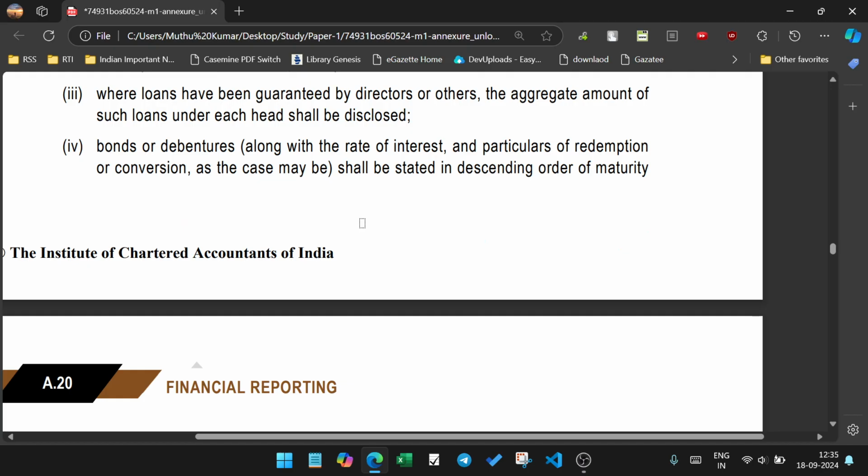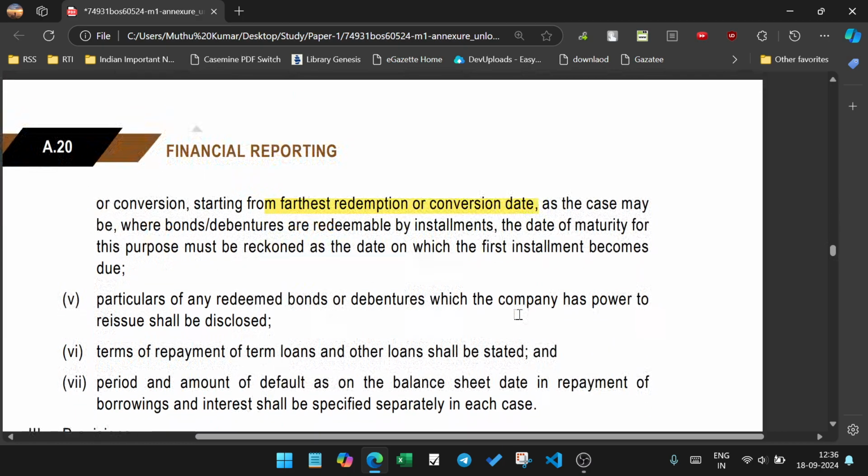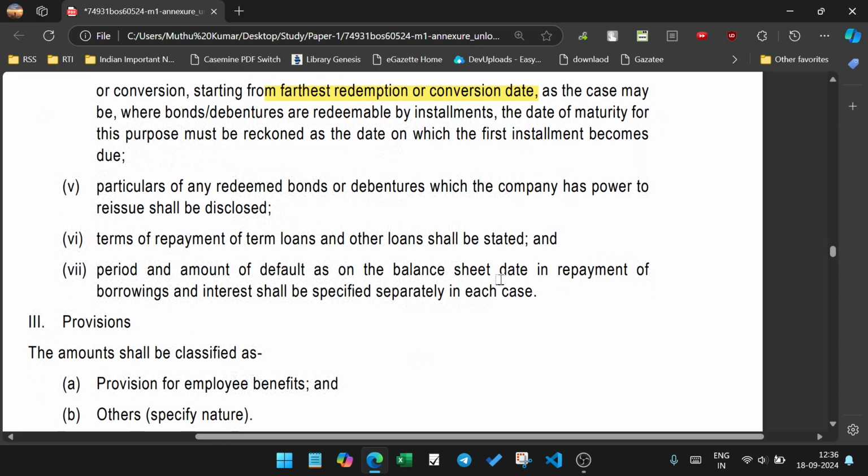in descending order of redemption or conversion, starting from the farthest redemption or conversion date, as the case may be. Where bonds and debentures are redeemable in installments, the date of maturity for this purpose is the date on which the first installment becomes due.